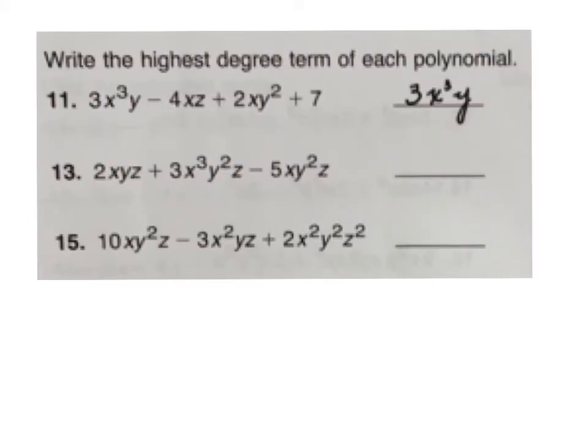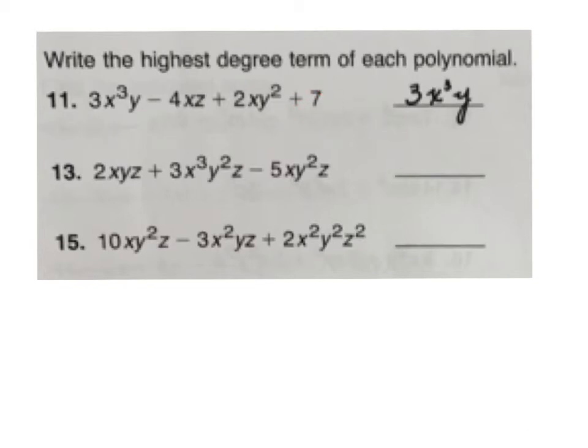So now what they're wanting us to do is write the highest degree term of each polynomial. So they're wanting me to look at this term and tell the degree, at this term and tell the degree, at this term and at this term, right? Each thing that's separated with a plus or a minus is a term. So how many terms do I have in number 11? I got a term here, separated by a minus sign. Another term here, separated by a plus sign. Another term here, separated by a plus sign, and another term. Just 7 by itself is just a term.